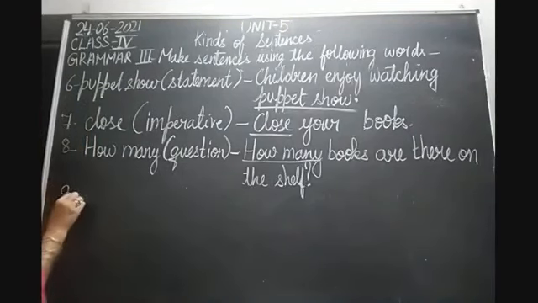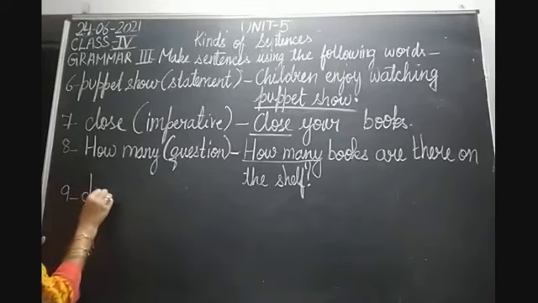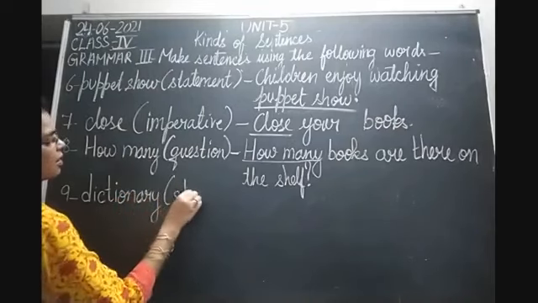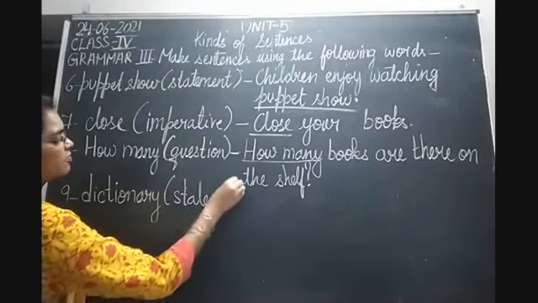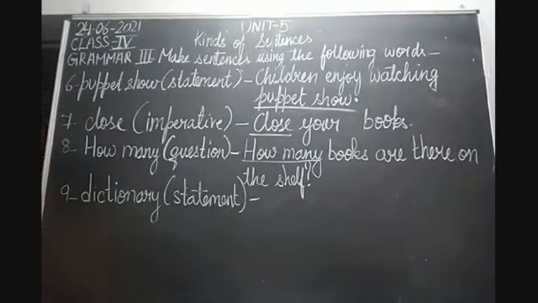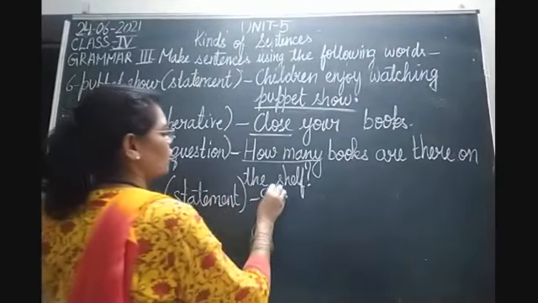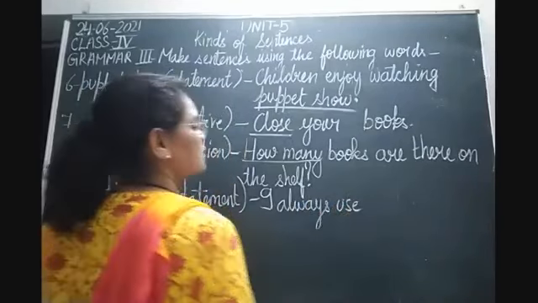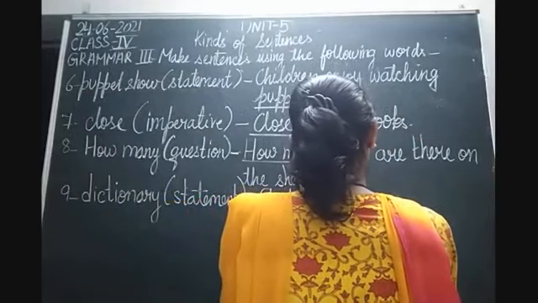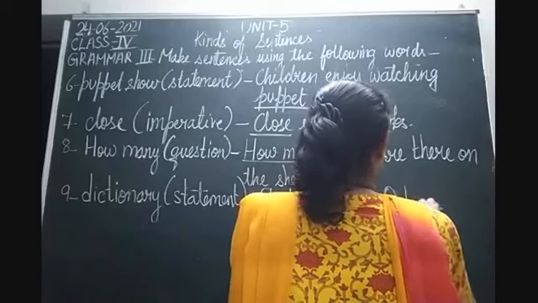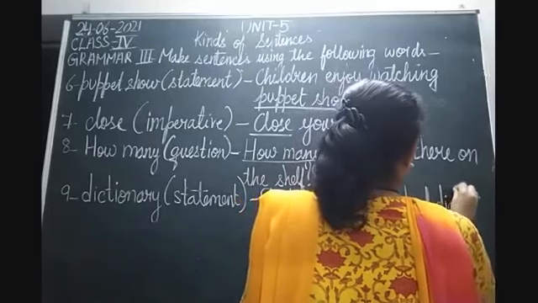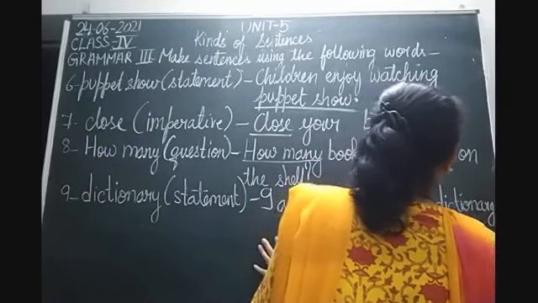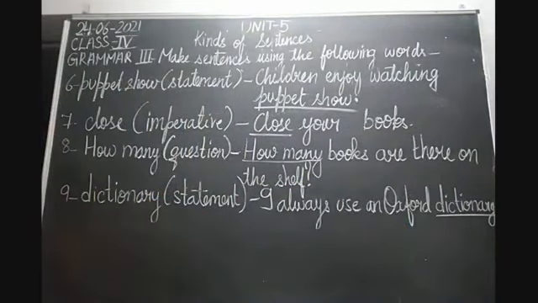Now the ninth one, dictionary. And we need to write a statement for dictionary. So, I always use an Oxford dictionary. I always use an Oxford dictionary. At the end, full stop. I always use an Oxford dictionary.